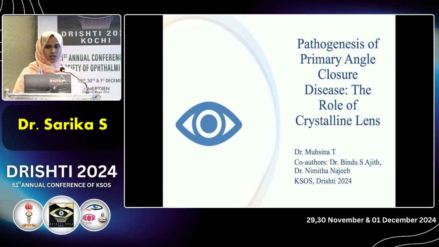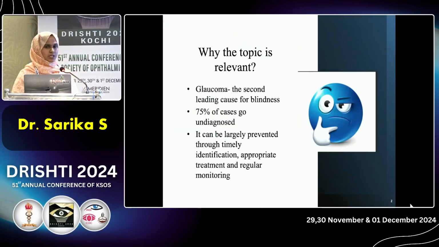Good morning. My study topic was the pathogenesis of primary angle closure disease, the role of the crystalline lens. Why is the topic relevant? Glaucoma is the second leading cause of blindness in the world, and 75% of cases go undiagnosed, and it can be largely prevented through timely identification, appropriate treatment, and regular monitoring.